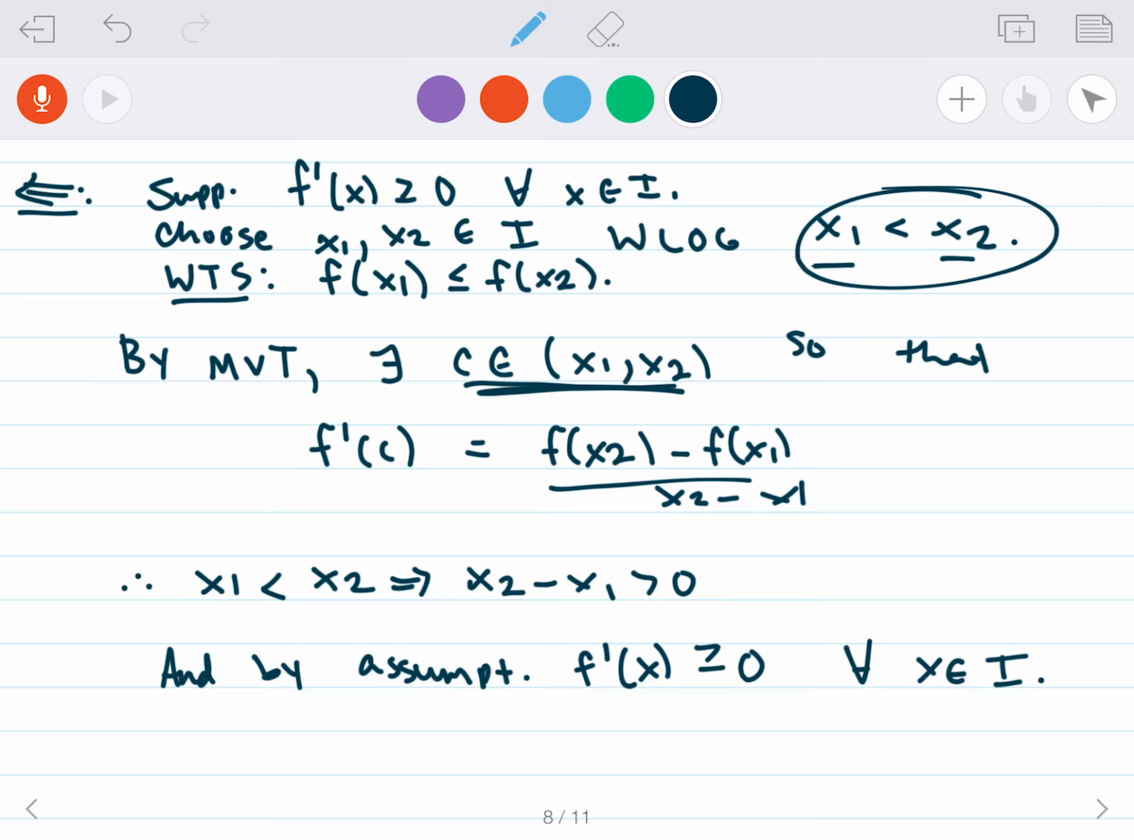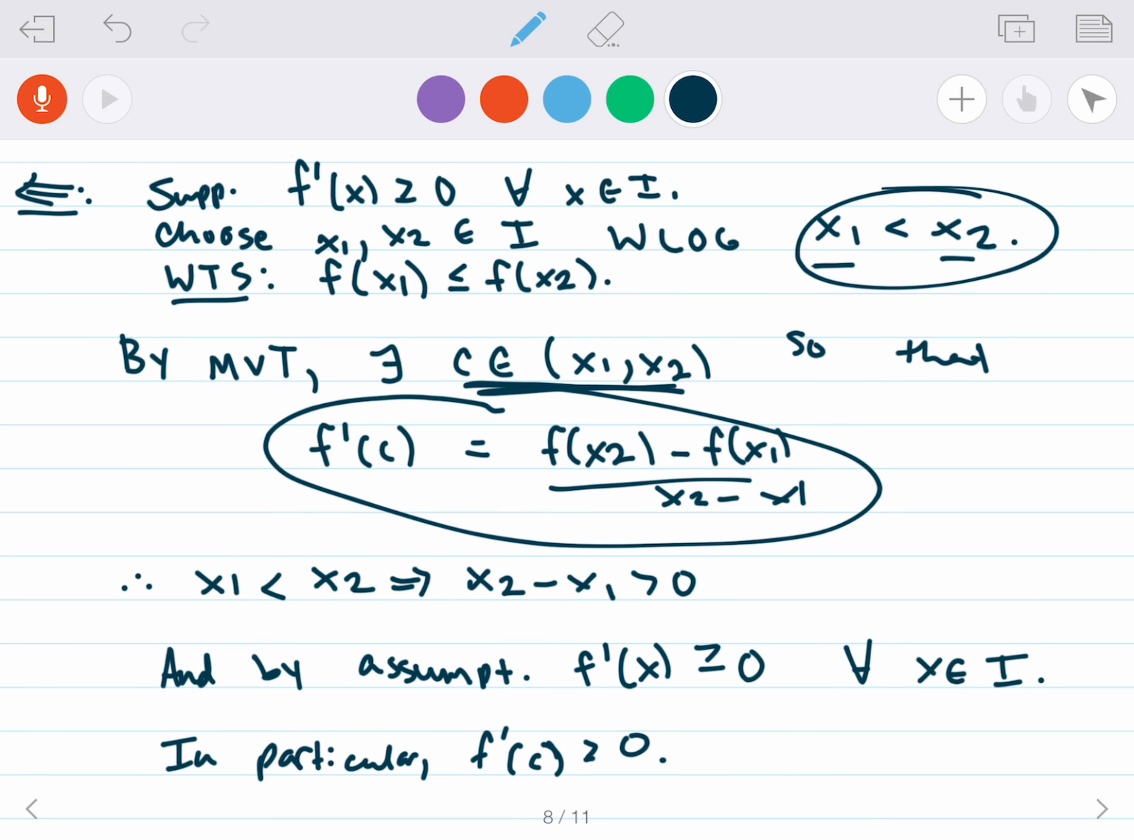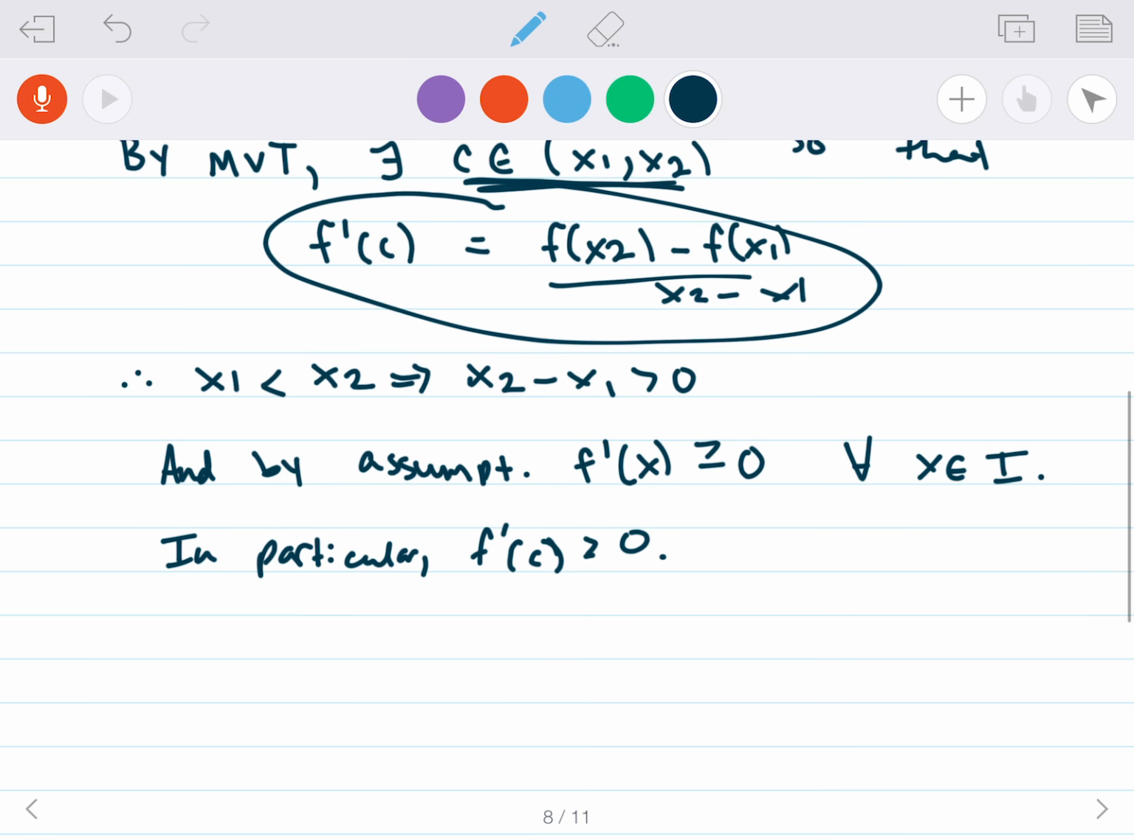So in particular, this means that f prime of c is bigger than or equal to 0. Okay. And so since we have this right here, this means that f of x2 minus f of x1 over x2 minus x1 is bigger than or equal to 0.